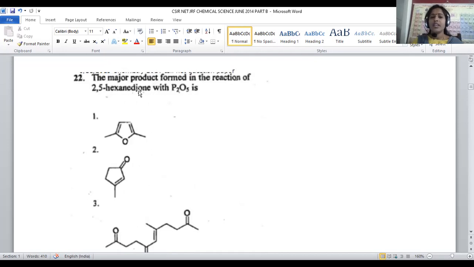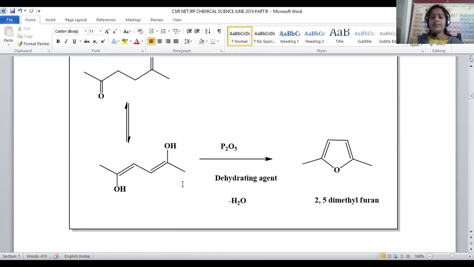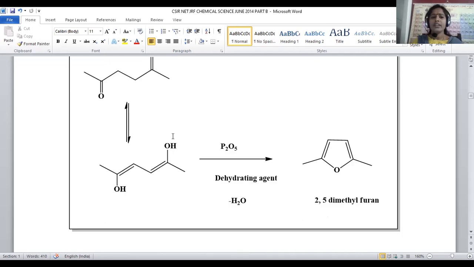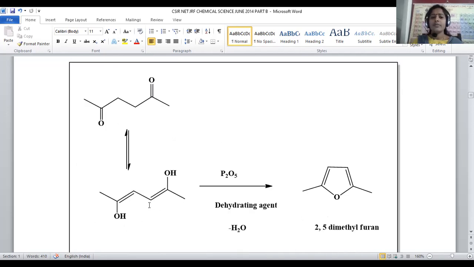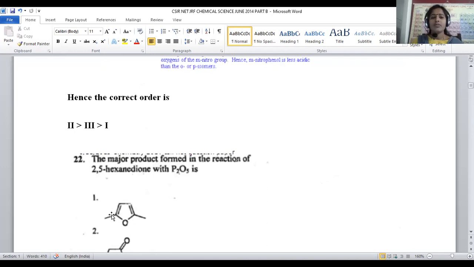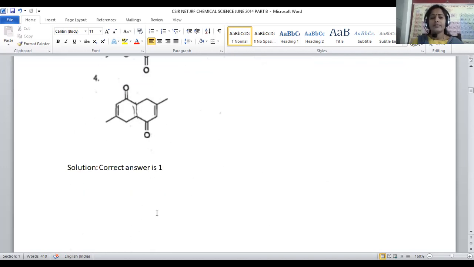Here we have a dione system. Initially, let us see the detailed mechanism. When we take this dione system of 1, 2, 3, 4, 5, 6 carbon chain, there is a possibility of keto-enol tautomerism, and we get an enolic hydroxy functional group at which position? Second and fifth position. So P2O5, being a dehydrating agent, is used to remove the water from these two hydroxy functional groups, and it is subsequently converted into the furan derivative. So here at second and fifth position two methyl groups are there, and it is the furan compound. That is given in option number 1. For question number 22, option number 1 is the correct answer.